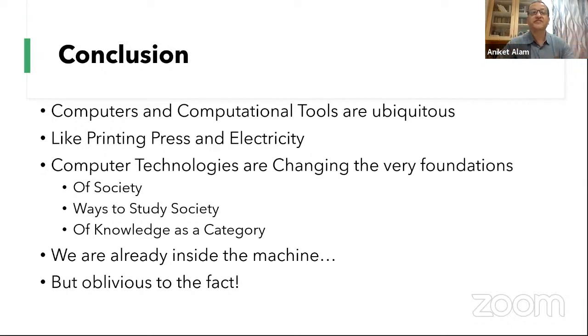It is transformational in the foundational sense, and they're changing society, the way we study society, knowledge as a category itself. And we are inside the machine, whether we know it or not. I think it's important to become self-conscious of it and start engaging with it, because it's a long journey ahead before we are able to deal with it in some sort of a reflexive manner. I'll stop here. I'm sorry I've taken much longer than I had intended to, but I'm happy to take questions.